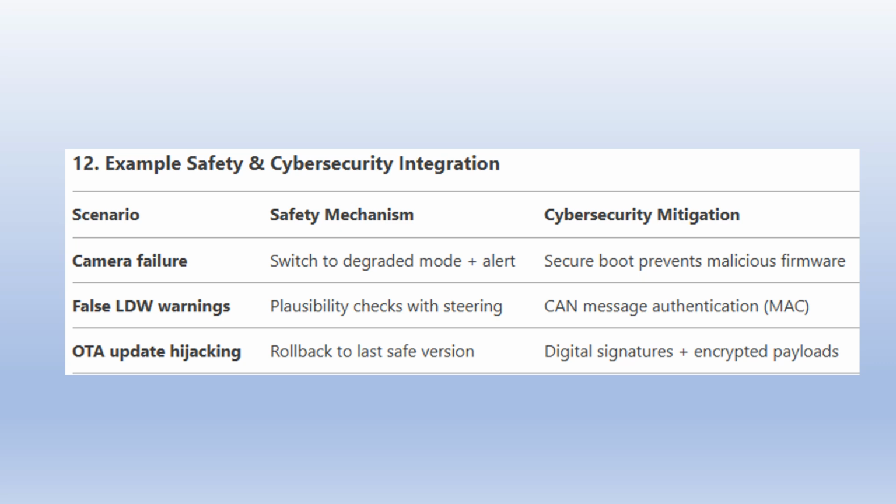This is something which I touched upon already. Whenever there is a problem with the latest version of the software, the previous version takes over. That is called rollback. Digital signatures and encrypted payloads ensure that no external hacker or external agency can enter into the system.